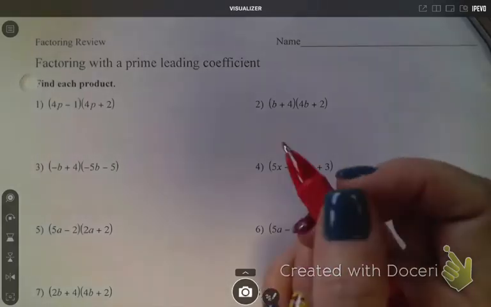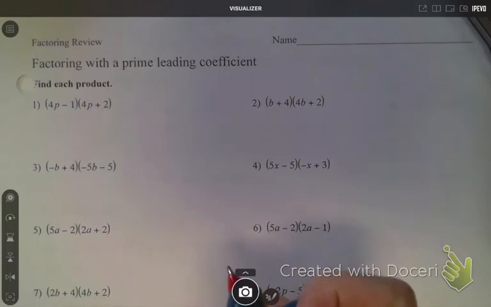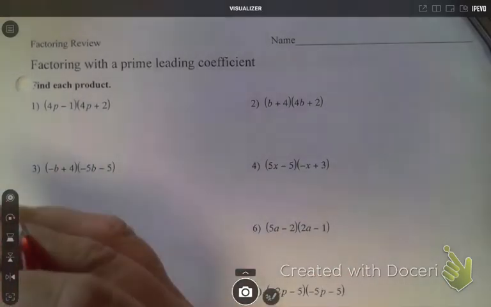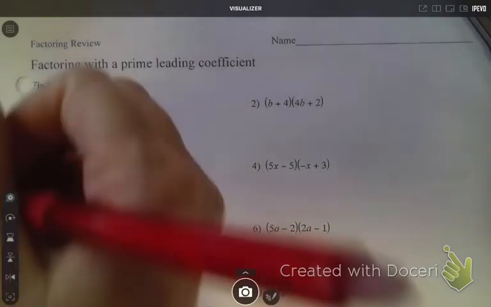Okay, so the first part says find the product. What does product mean? Multiply it. Yes, these are factors you need to multiply. So multiply number 1. Hopefully you do it correctly.